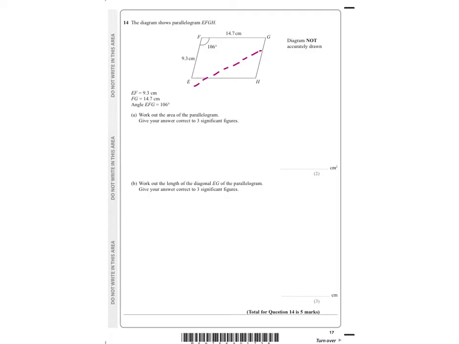Now, if we have a look at this triangle, okay, we have 106, 14.7, 9.3. The first thing that should be coming to your mind is using a half ab sine C. Now, even though we're going to use a half ab sine C, we need to make sure, because we're only using half of the parallelogram, at the end we multiply it by 2 to get the whole parallelogram. Okay, so in actual fact, if we're going to multiply this by 2, you can just do ab sine C, because a half times 2 is going to give us 1.